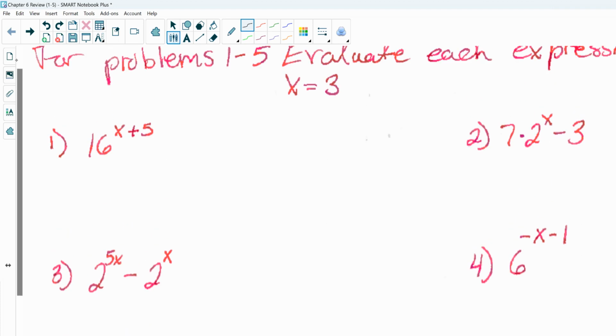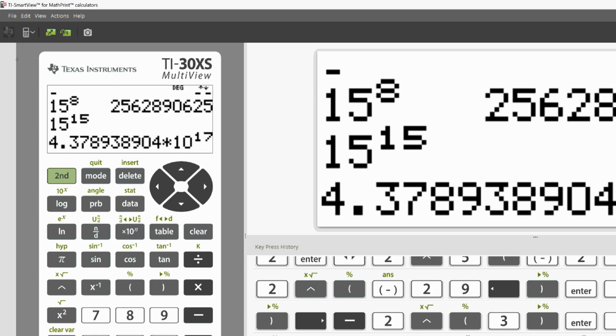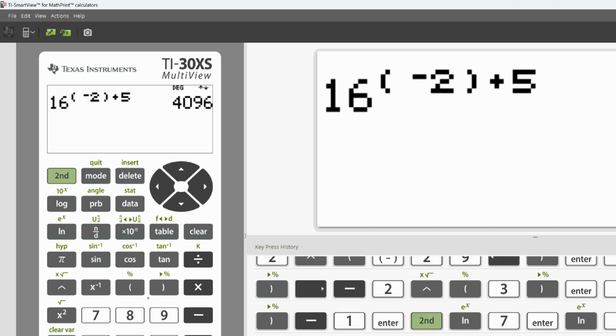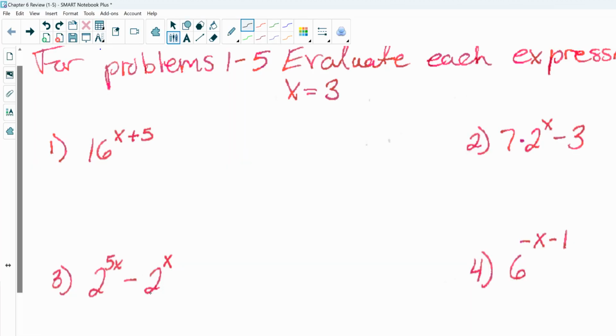1 through 5. Evaluate each of the expressions for x equals -2 and x equals 3. So we're doing these here. We can do these one at a time. So the first one is 16 to the x plus 5. I would use the calculator on this because we can say 16 to the, so our x for the first one is -2, plus 5. Enter. 4096. And we're also doing 16 to the 3 plus 5. And we get this big number here. And we need both.